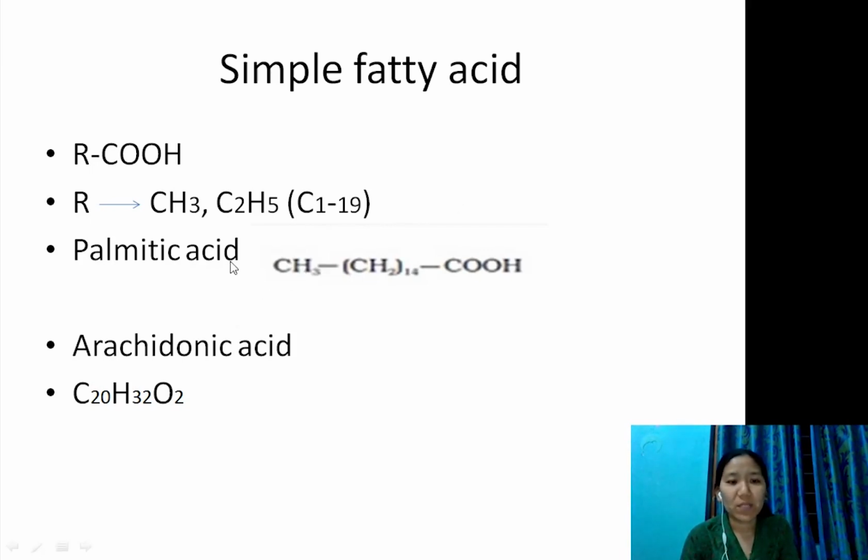One such example is palmitic acid. Palmitic acid has 16 carbon. Let us see here, 14, 15, and 16. So it is a 16 carbon compound. Here you can see that this COOH is attached to the R group. Another example is arachidonic acid, which has 20 carbon here.